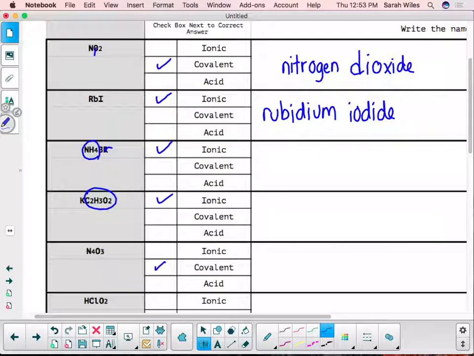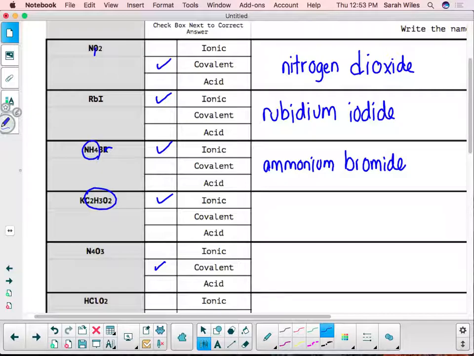NH4Br. Ammonium is your polyatomic. Bromine is your anion. Do I change the ending on the bromine? Yes. I do. It's not a polyatomic ion, so I have to change it. So that becomes ammonium bromide. Ammonium is not a multivalent metal because it's a polyatomic ion. I don't need Roman numerals. I'm done.